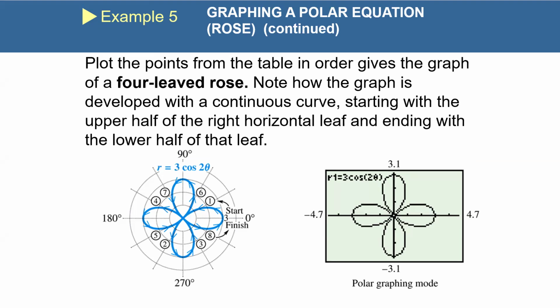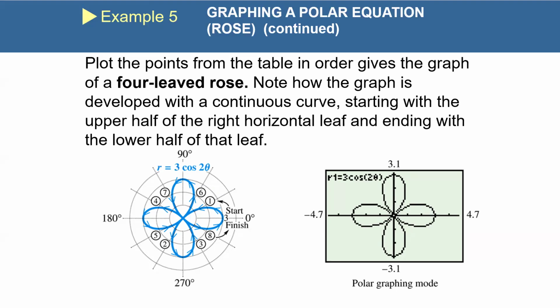Okay, so when you have it, this is a 4-leaf rose, and it's a 4-leaf rose because it's a double. When we look at the summary chart, when you have an even coefficient of your theta, it's going to create a duplicate amount of petals. Notice that I have 2, so that means it's going to create 4 petals on my rose. If it had 4, then it would create 8 petals.